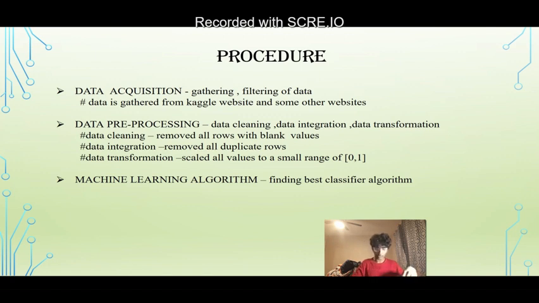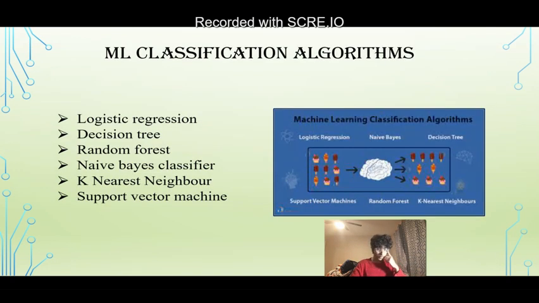The procedure starts with the first data acquisition, where we gather and filter the data. We'll do some pre-processing with the data by removing all the blank rows, removing all the unnecessary parameters, and then the learning algorithm will go through and analyze everything. Analyze meaning it'll check all the parameters and see if they match up with previous heart attack related parameters. And then some classification algorithms are the logistic regression, the decision tree, random forest, naive Bayes classifier, not really familiar with that one, k-nearest neighbor, and support vector machine.